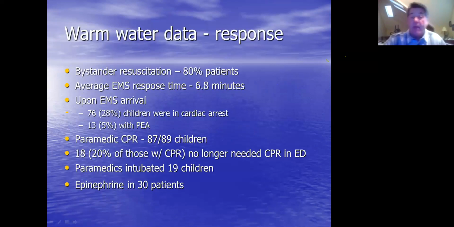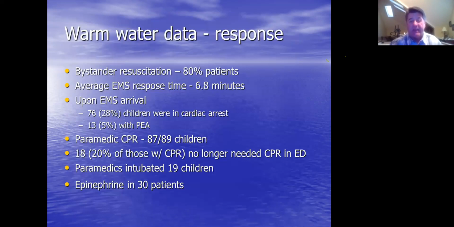What response is important is bystander resuscitation, in 80% of these patients in one study. Average EMS response time about 6.8 minutes. That's really pretty good. When EMS arrived, 28% of these children were in cardiac arrest and 5% were in PEA. That's quite a high number.